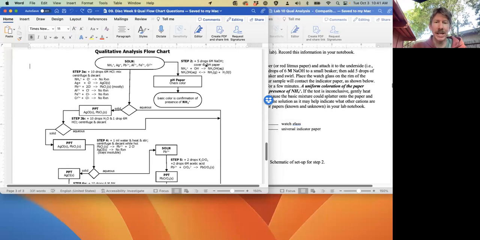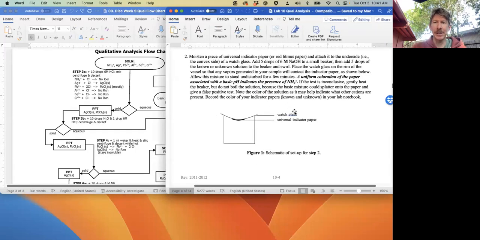Step two says, add 5 drops of 6 molar sodium hydroxide, cover it with pH paper, and you'll see the reactions given here are that ammonium, one of the cations in your known and possibly your unknown, will react with the hydroxide to make ammonium hydroxide aqueous. Ammonium hydroxide aqueous will then, in an equilibrium, form NH3 gas, that's ammonia gas, and water.